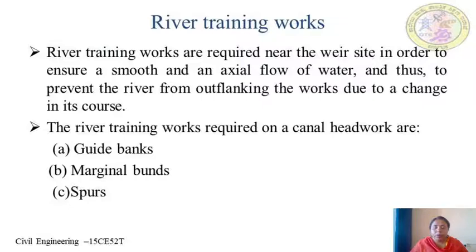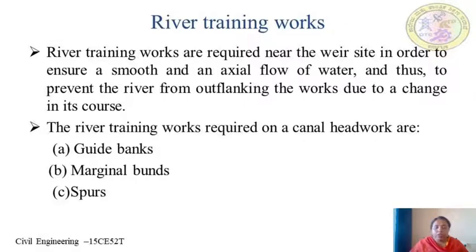So now coming to the last component, that is river training work. River training works are generally required near the weir site in order to ensure a smooth and axial flow of water, and thus to prevent the river from outflanking the work due to a change in its course. So the river training works required on a canal headwork generally consist of the guide banks, marginal bunds, spurs.